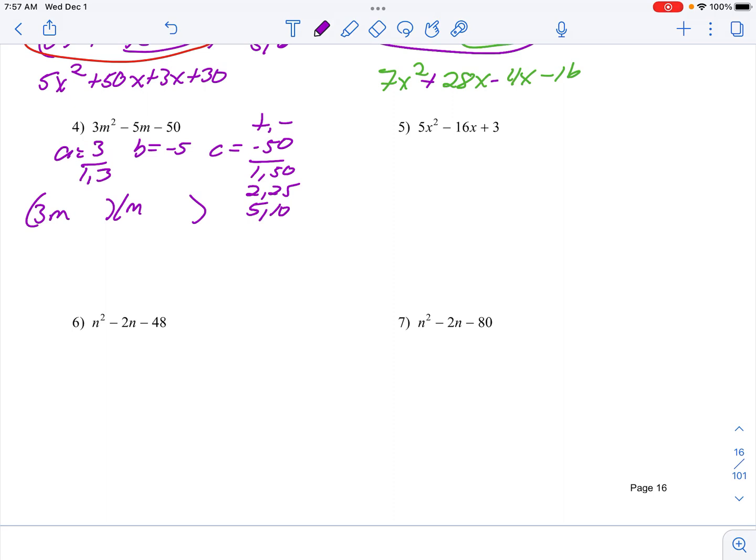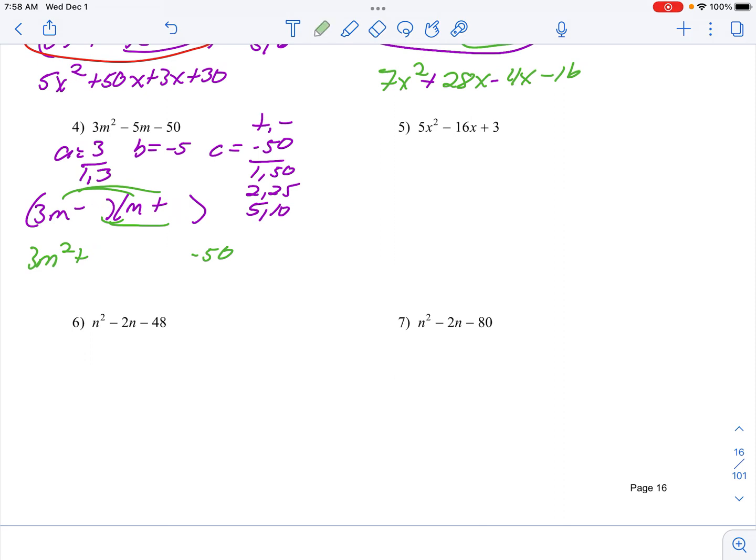I'm going to go ahead and try 10 and 5. I'm going to say minus and plus here, just for the heck of it. All right, go through and check your guess. 3m squared plus 30m minus 5m minus 50. A and C are always good to go. It's that linear coefficient that I will always be on the hunt for. 30 minus 5 is 25, and we want a negative 5. That is not the same. So my first guess was wrong.